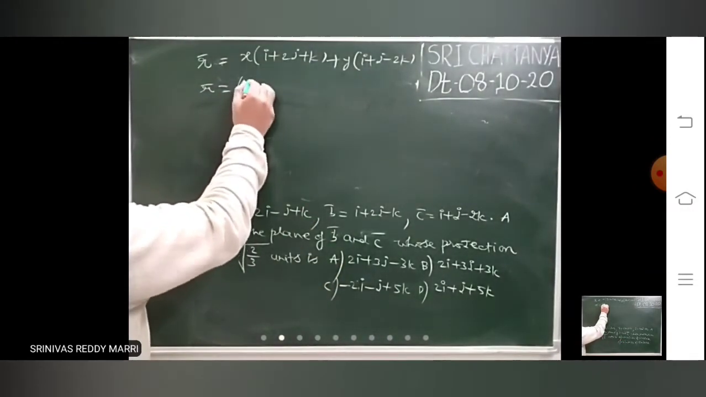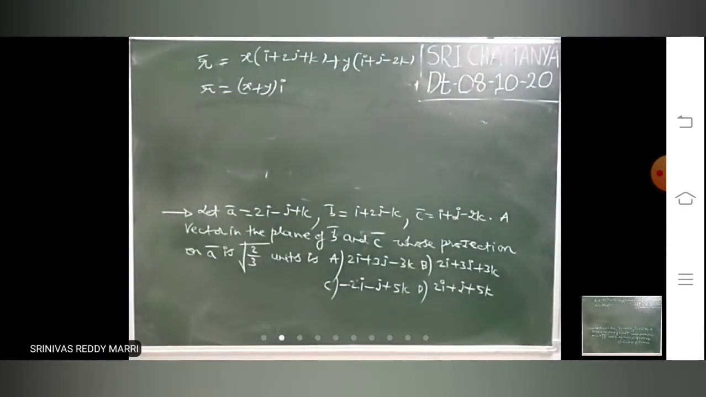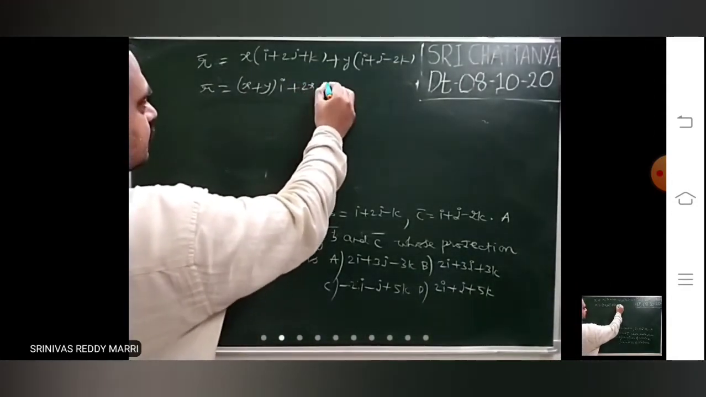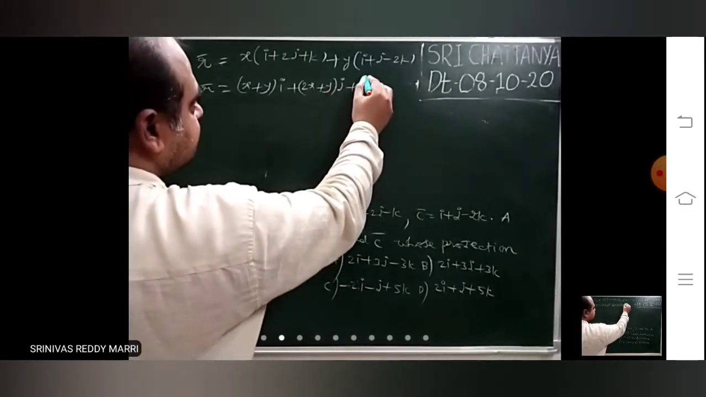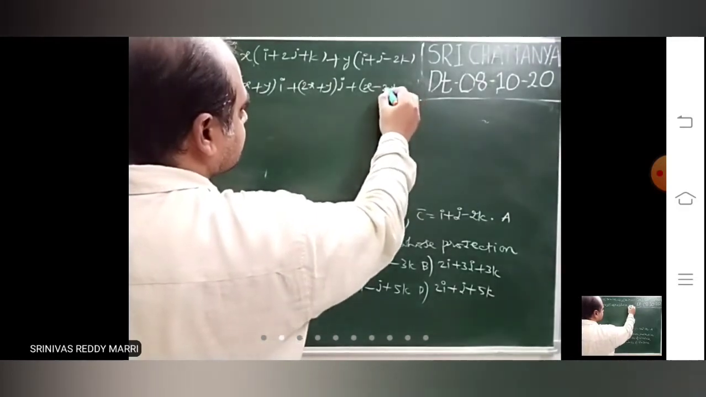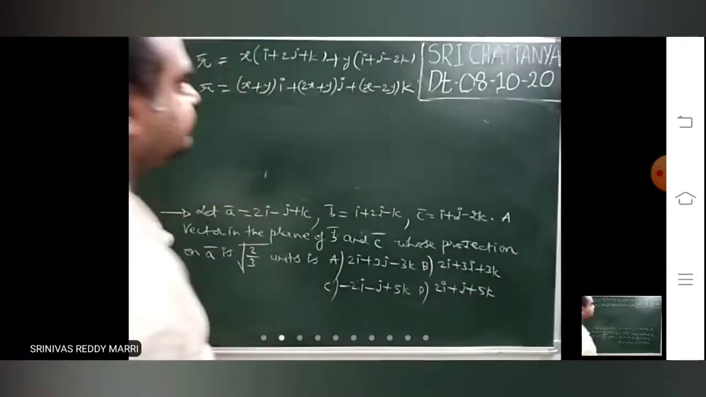R bar is nothing but, simplifying this, x plus y into i plus 2x plus y into j plus x minus 2y into k.